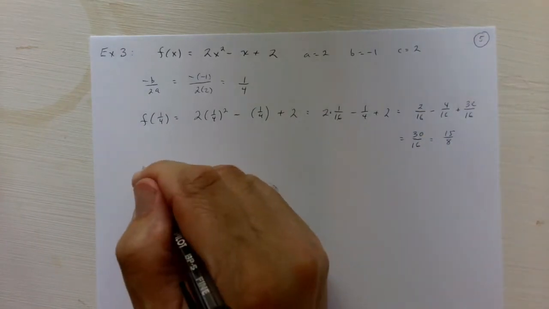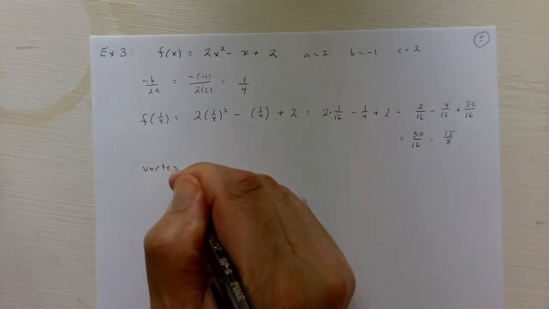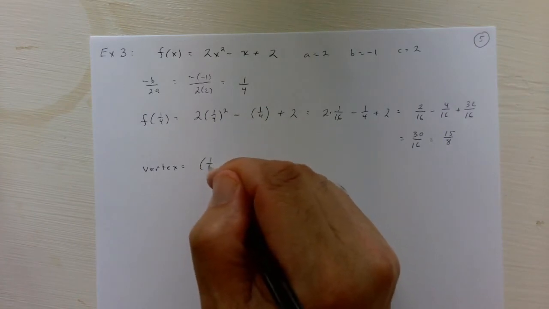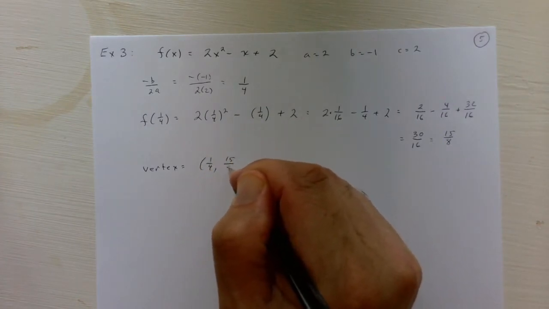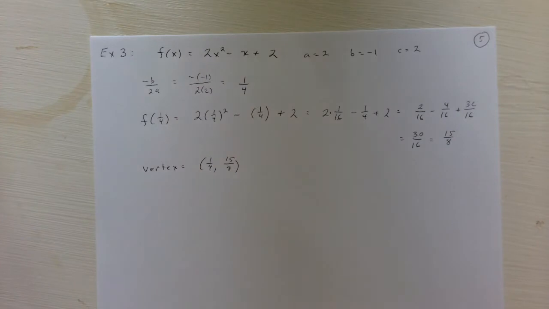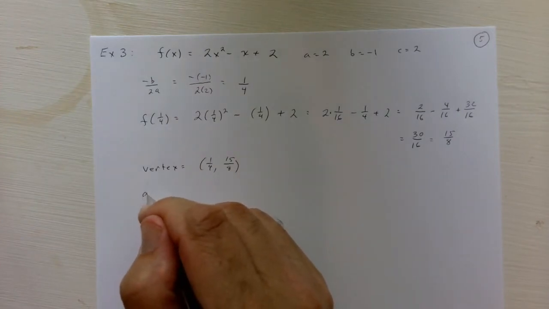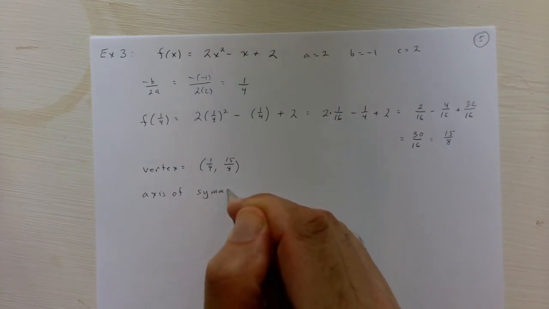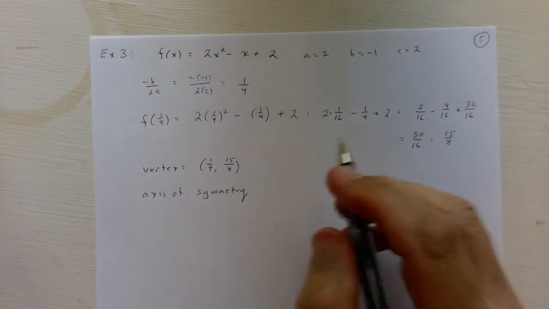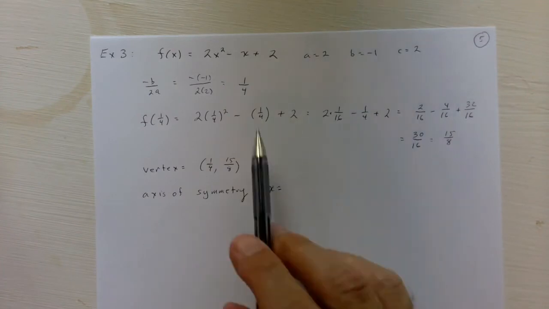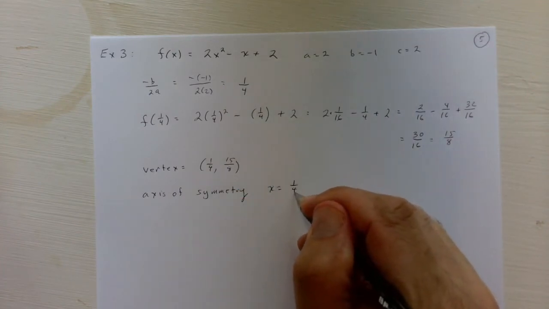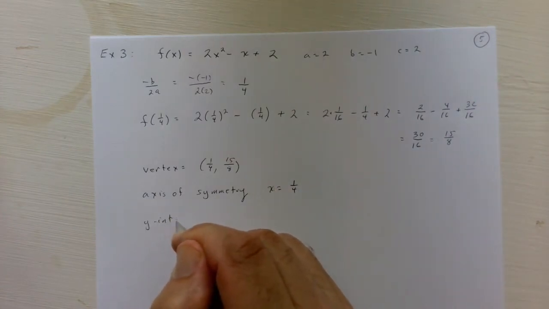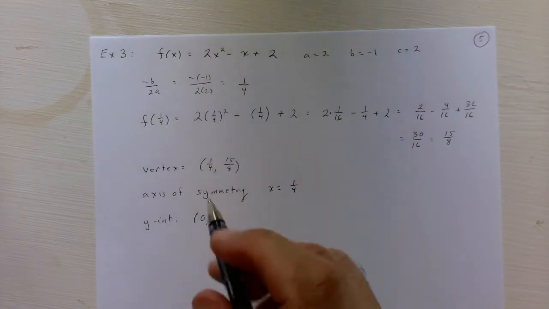Okay, so the vertex should be 1/4, 15/8. Our axis of symmetry should be given by x equals 1/4. Our y-intercept, when you plug in 0, we get 2.